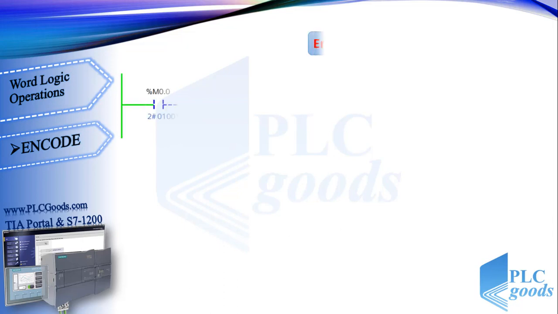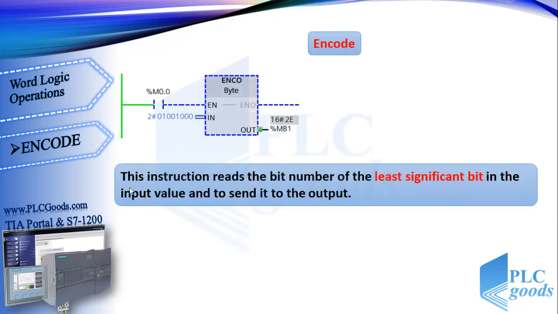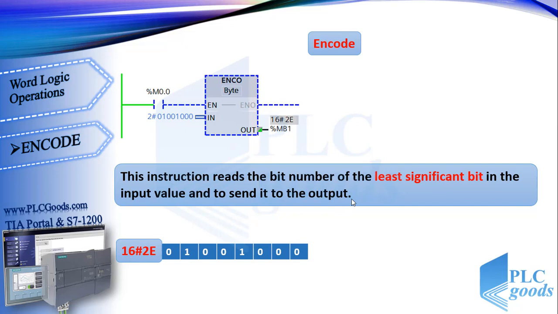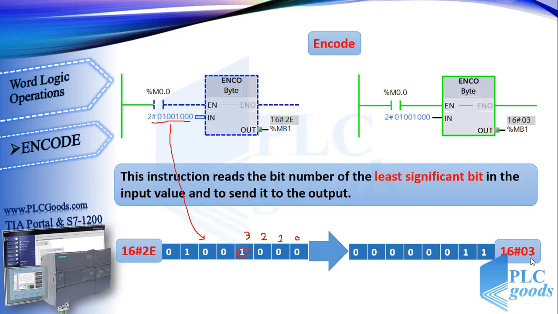The next instruction is encode. This instruction reads the bit number of the least significant bit in the input value and sends it to the output. For example, here, bit number 3 is the first bit which is 1. So this instruction gives us 3 at its output.